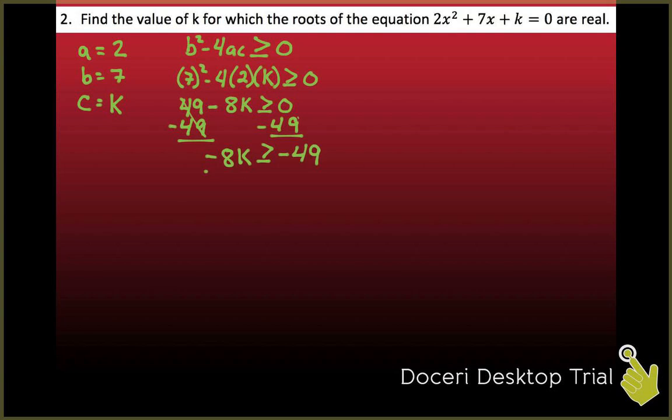The last thing you want to do is divide both sides by negative 8. But you have to remember, with inequalities, when you multiply or divide by a negative, this inequality symbol has to flip over. So we are now going to have k less than or equal to 49 over 8. It doesn't work out any nicer than that. It can't be reduced, so that is our answer. K has to be less than or equal to 49 over 8 for that quadratic to have real roots.